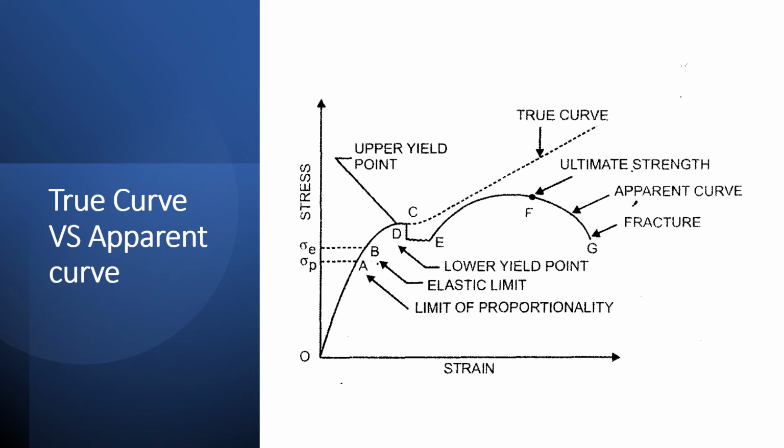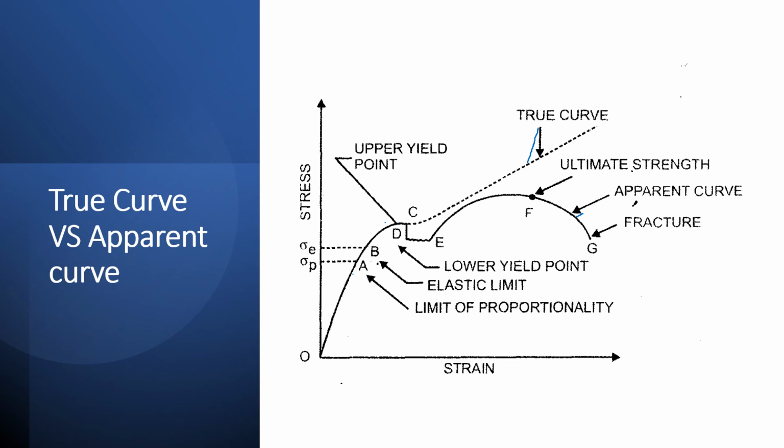Now in this slide, you can see the true curve versus the apparent curve. In actual practice we get one type of curve, but as per application we have studied another type of curve. This is the true curve. We'll get this type of curve, but we have studied this apparent curve. Up to the yield point there is no change. Up to the upper yield point and lower yield point there is no change. The limit of proportionality, the elastic limit and the yield point are the same.